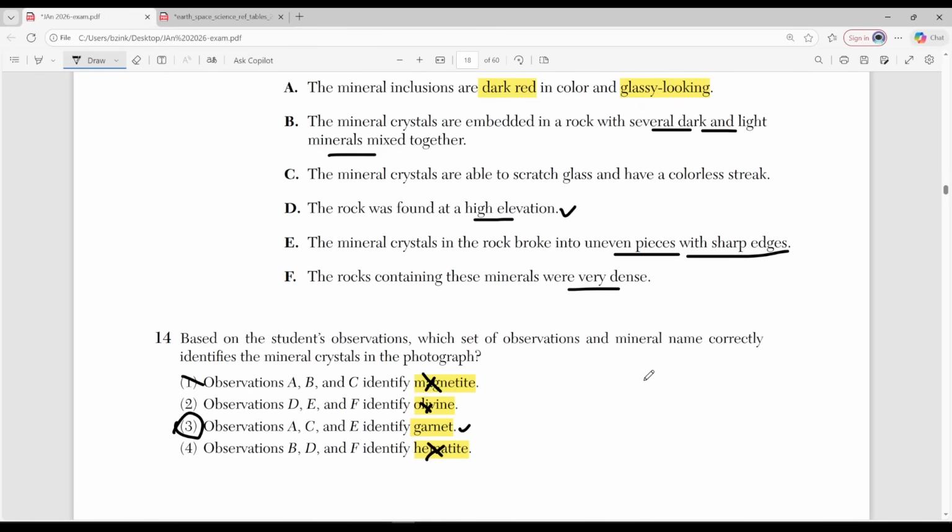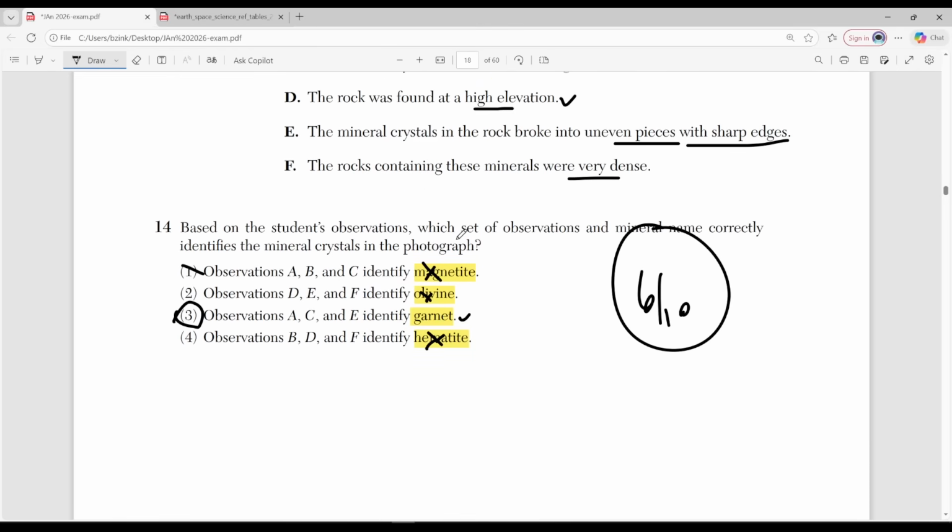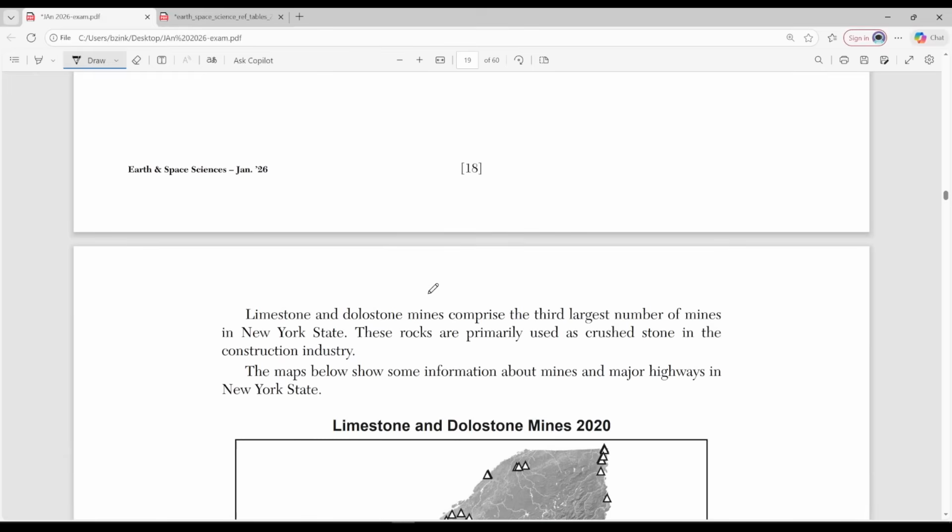And that was an annoying question. Honestly, I'd say this is like a 6 out of 10. It's just annoying, honestly. You're probably going to get it because the dark red kind of just automatically gives it away, but it was annoying and it required a lot of work. So I'm going to call it a 6.